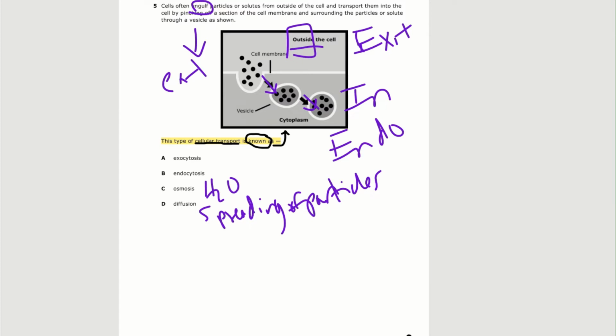Now, maybe you didn't remember, but does it take energy for you to eat? Yes, it does. Does it take energy for you to? Yes, it does. So exocytosis and endocytosis are a form of ATP active transport.